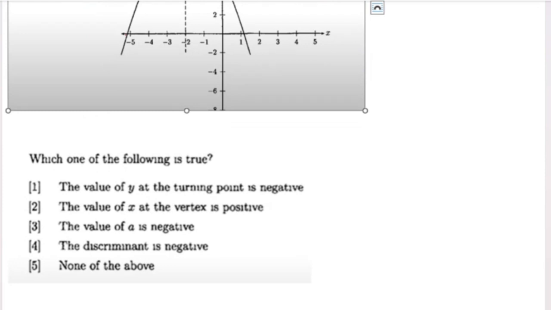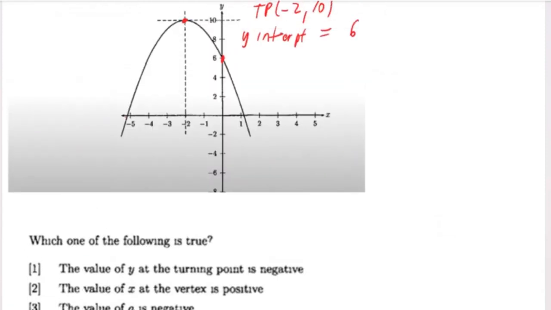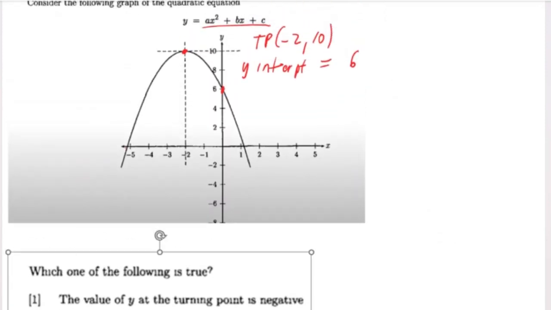Okay, the value of the y at the turning point is negative. Because you've already done your analysis of what is given to you, a global analysis, you can easily tell that my y-intercept is positive. There it is equal to 10. So this one is not true. We're looking at something that is true.